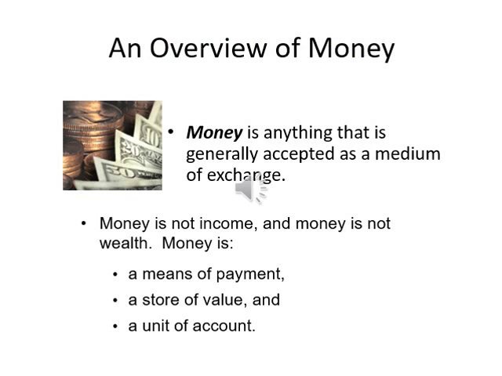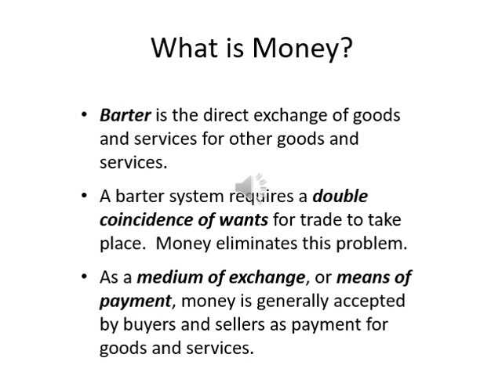An overview of money. Money is anything that is generally accepted as a medium of exchange. What is money? Barter is the direct exchange of goods and services for other goods and services. A barter system requires a double coincidence of wants for trade to take place. Money eliminates this problem. As a medium of exchange, or means of payment, money is generally accepted by buyers and sellers as payment for goods and services.